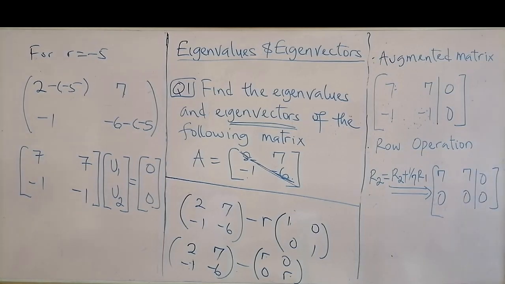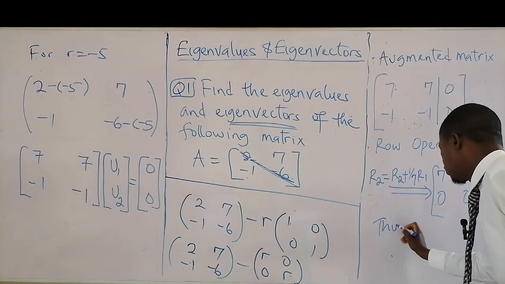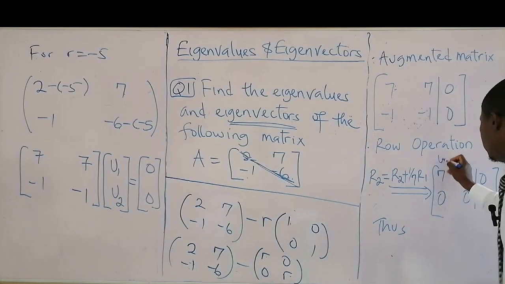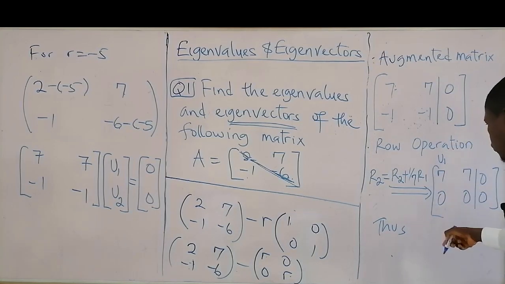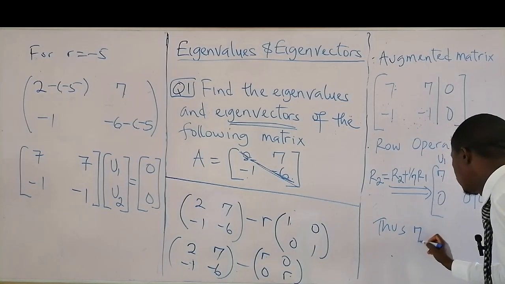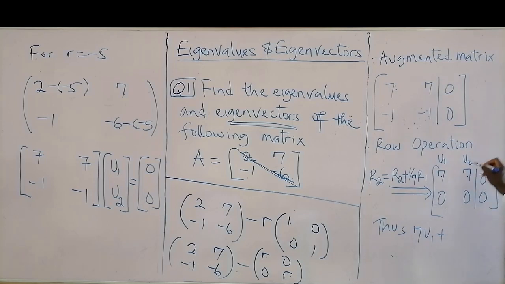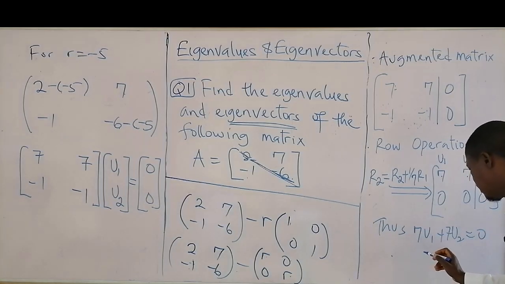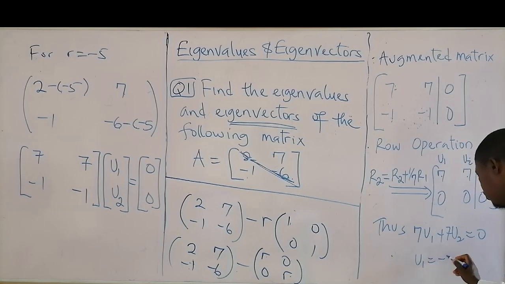Okay. So thus, we now have, don't forget this 1 is row 1, the first column, the second column also, all the elements there, therefore row 2. And if we want to form the equation, it's going to be 7 times u1, that's 7u1, plus 7 times u2, 7u2, equal to 0. Okay, so 7 we cancel out, so we have u1 equal to what? Minus u2.